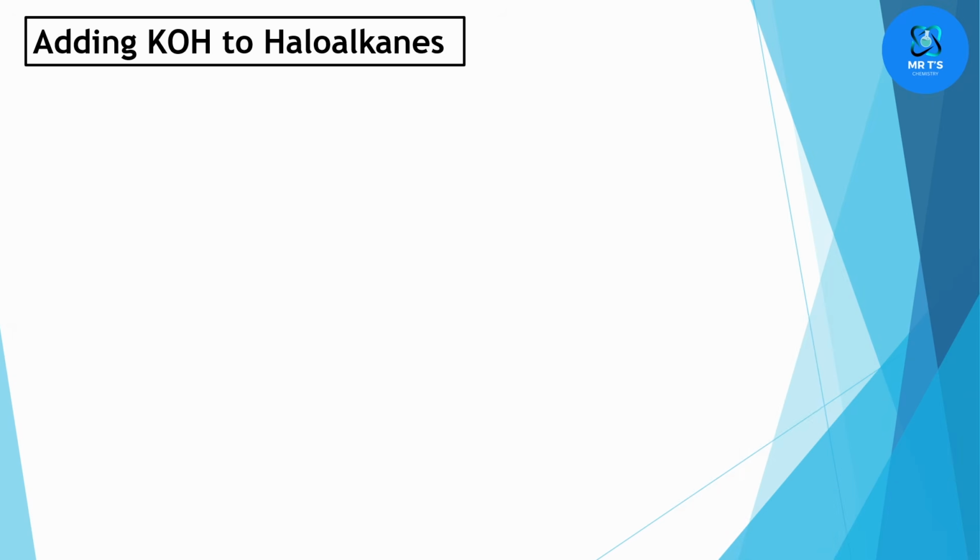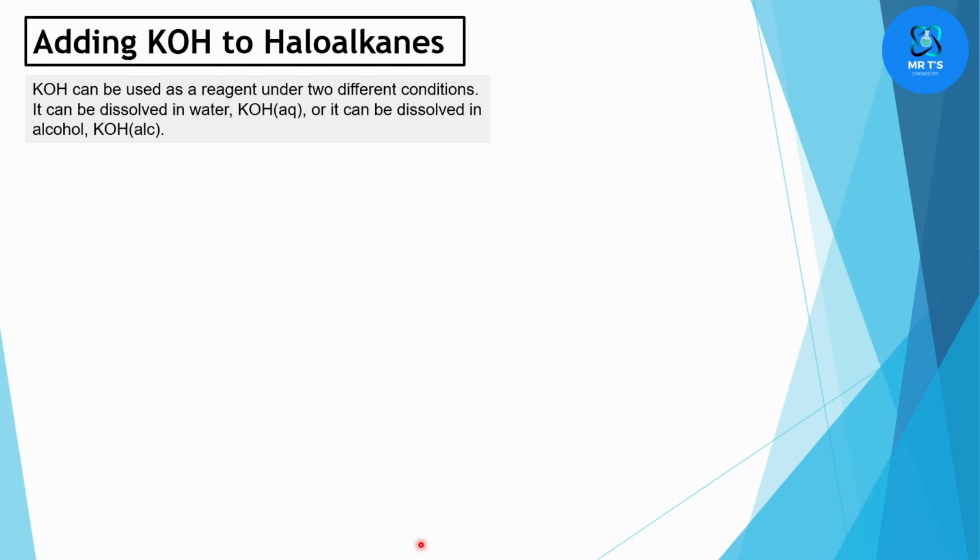In this video, we're going to look at adding potassium hydroxide or possibly sodium hydroxide to haloalkanes. When we do that, there are two possible types of reactions that can occur, which would result in at least two different possible products. The reagent can either be dissolved in water, which is KOH aqueous, or it can be dissolved in alcohol, which is KOH alcoholic.